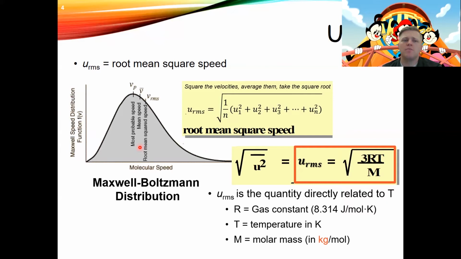If I increase the speed a bit, I get a lot more molecules at a given speed. So right here in the middle of this hump, this is our most probable speed. And then you'll notice that our root mean squared speed is a little higher than our most probable speed. And in between those is our average speed.